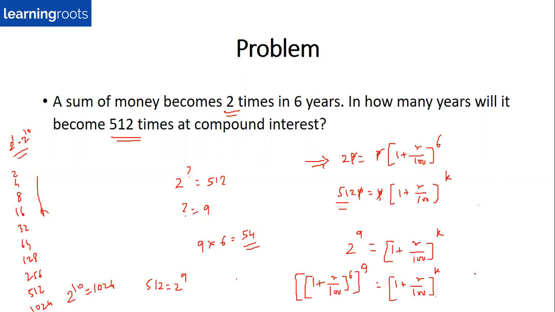Okay, we could have simply taken 1 plus r upon 100 as something like m to make it simpler. But then this 9 into 6 will continue to happen. So that will give you 54 as one power, and that will correspond to k as the other power. So that gives you 54 as the answer. It's nothing but the same thing, but you always use the shortcut because then you need not write all these 1 plus r upon 100.